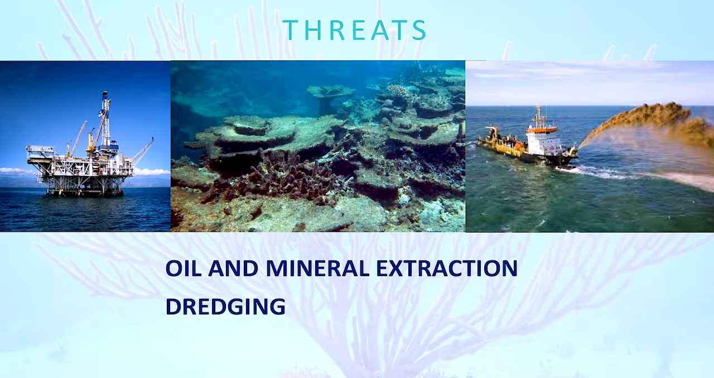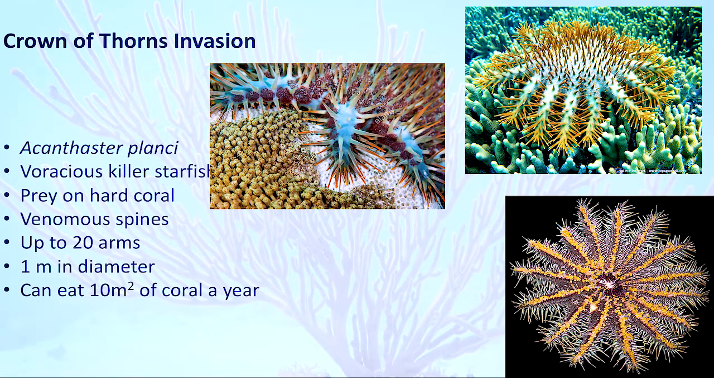So finally, we're going on to the crown of thorns. So the crown of thorns is this very voracious starfish. It can be up to about a square meter in diameter, and it has about 20 to 25 arms. And these are equipped with all these very spiny barbs. And inside these barbs, they have certain proteins and toxins which protect it from a lot of predators.